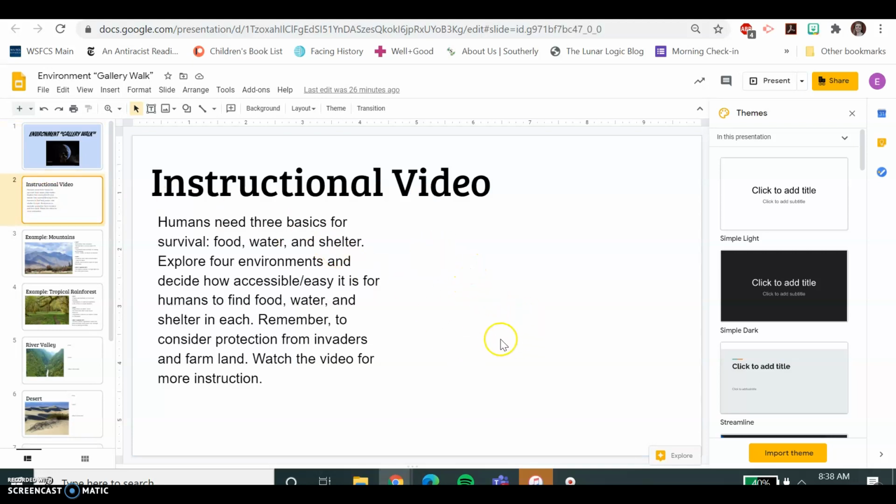So here's where the instructional video is about to go, but humans need 3 basics for survival: food, water, and shelter. Explore 4 environments and decide how accessible or easy it is for humans to find food, water, and shelter in each. Remember to consider protection from invaders and farmland. Watch the video, which is this.